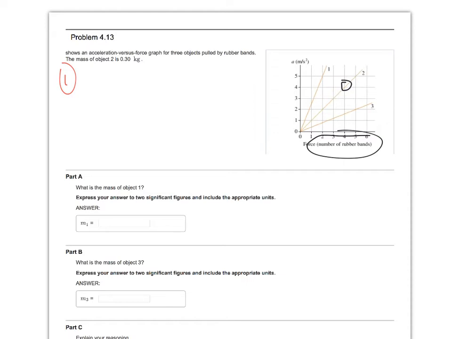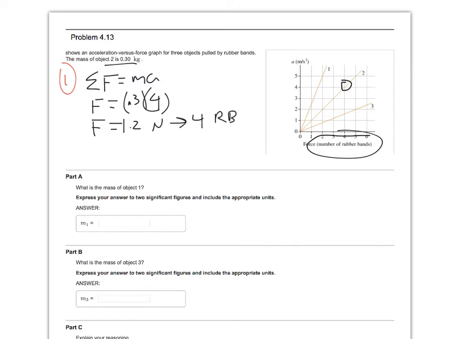So I need to use this known mass from object 2 to figure out how much force we have when there's however many rubber bands exerted. So I'm going to use this one point here, 4, 4. What I'm going to say is I know sum of the forces equals ma. So the force we have here is the force of the rubber bands. And for that point there, my acceleration is going to be 4 meters per second squared, and my mass is going to be that 0.3 that we were given. So I find that the force there is 1.2 newtons. And that was for 4 rubber bands.